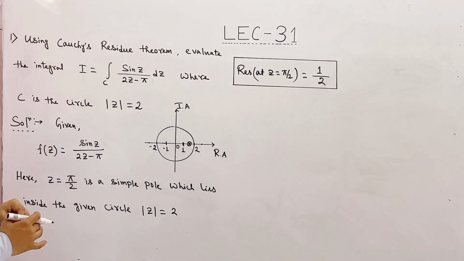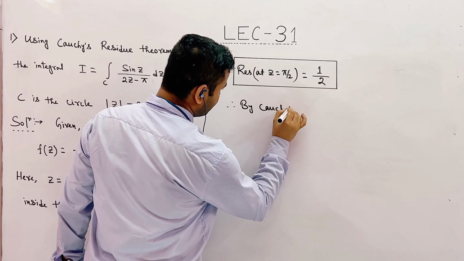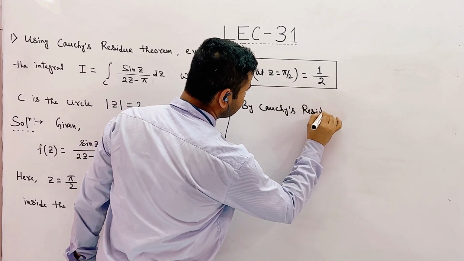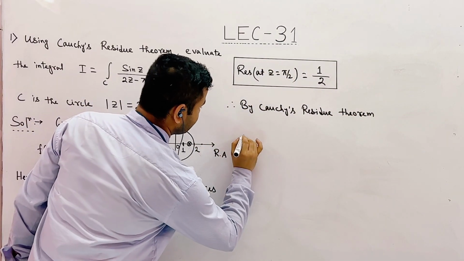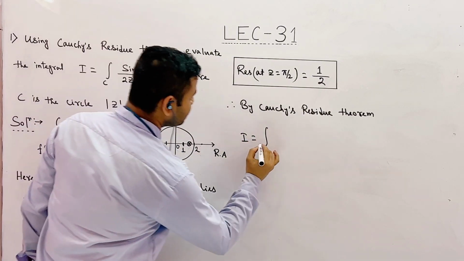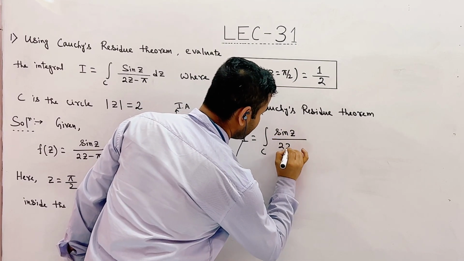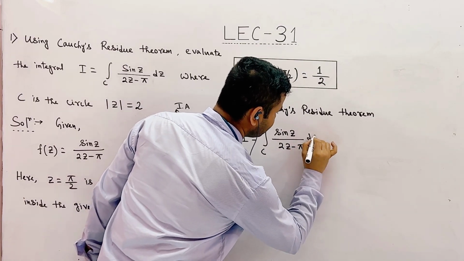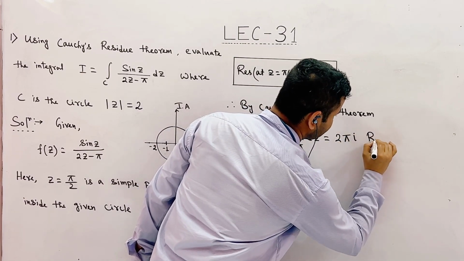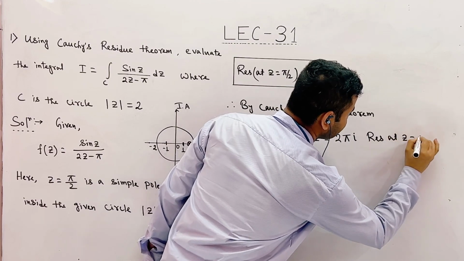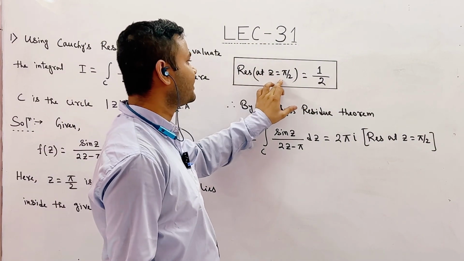Now, let us apply Cauchy's residue theorem. So, therefore, by Cauchy's residue theorem, integration along closed curve C sin z divided by twice z minus pi into dz is equal to twice pi iota into residue at z equal to pi by 2. Here we have seen residue at z equal to pi by 2 is 1 by 2.